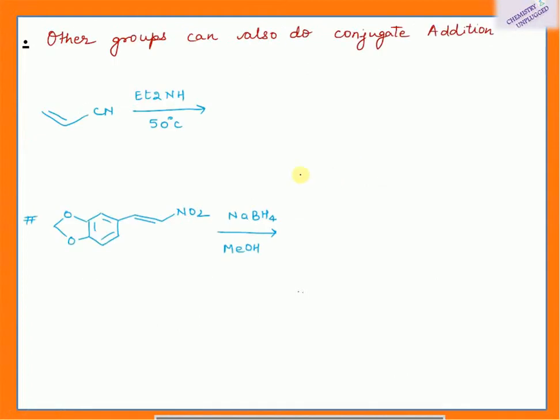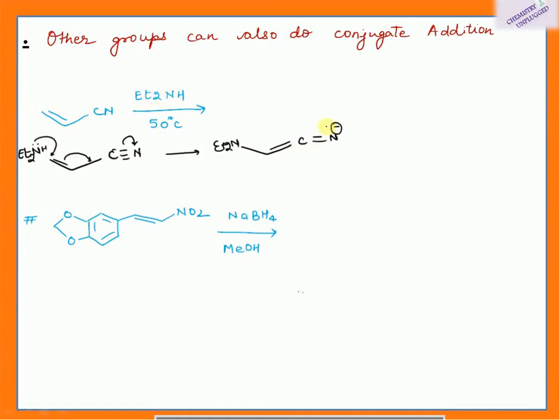Other groups can also do conjugate addition. In case of the nitrile group, we can see this in alpha beta unsaturated compounds containing nitrile groups and nitro groups. And we are using diethylamine here, so it will show conjugate addition.